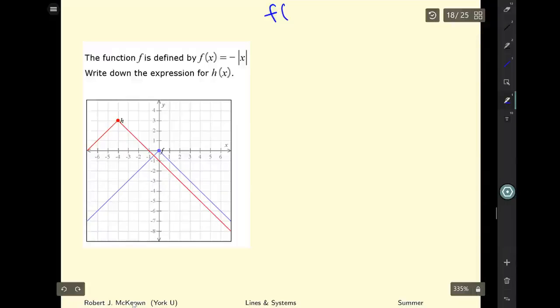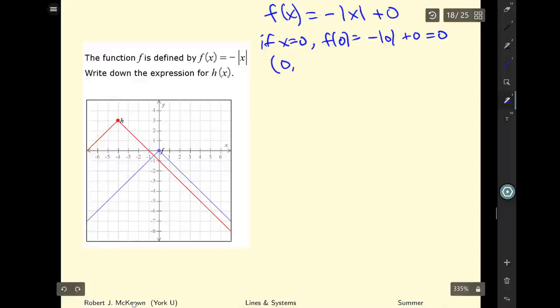So let me write out f of x, which is equal to negative the absolute value of x. And there's an implication here that it's plus 0. Why do I know that? Because if x is equal to 0, we get the coordinates 0, 0, which takes us right to here. And we know, just looking at the graph, that that's the maximum.